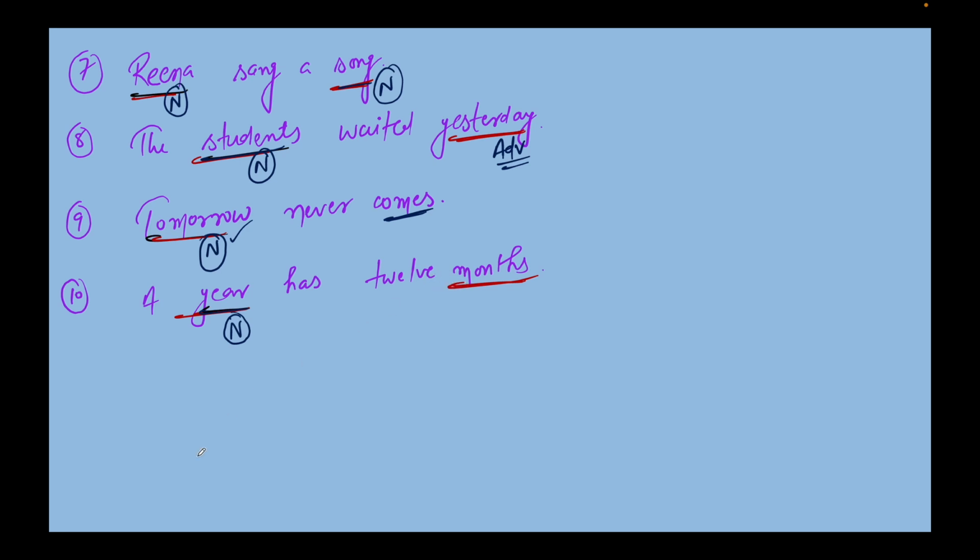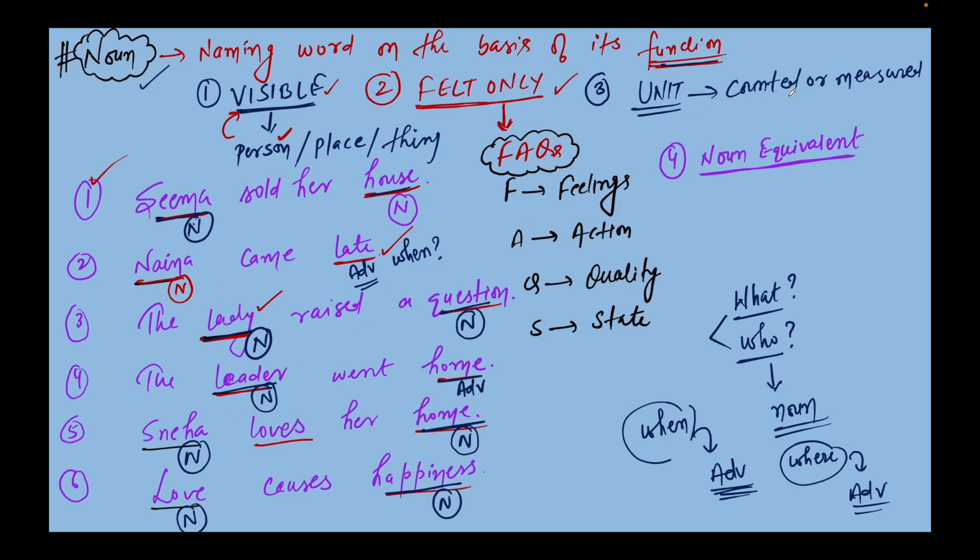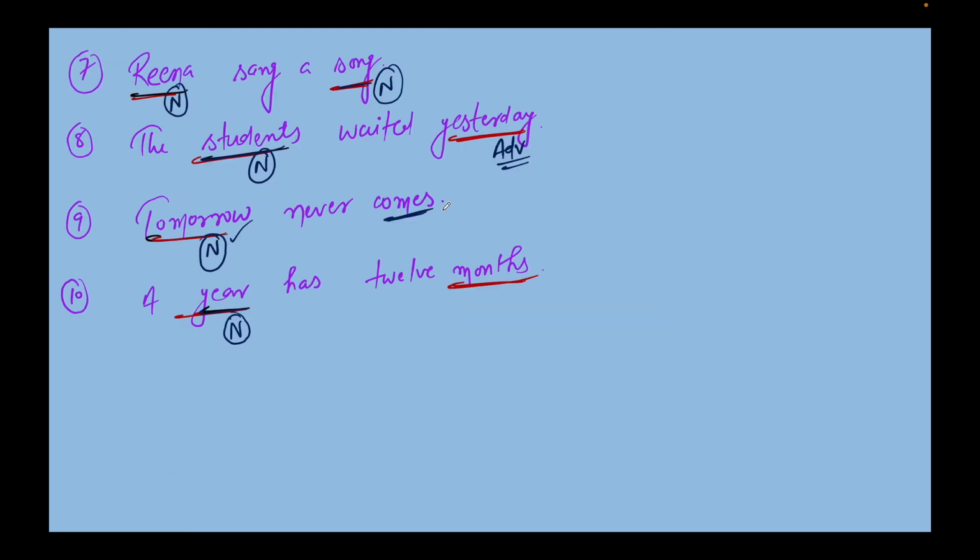And now, as I have already told you, a unit is something which can be counted or measured, and a unit also comes under the category of noun. So as we can see here, 12 is a unit. So the whole word will be a noun. Is it clear or not? I hope it is clear to you, right? Okay.